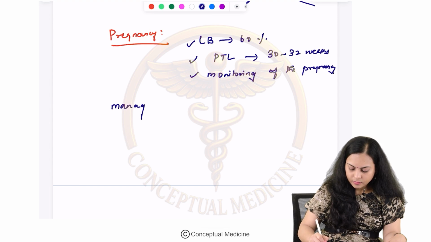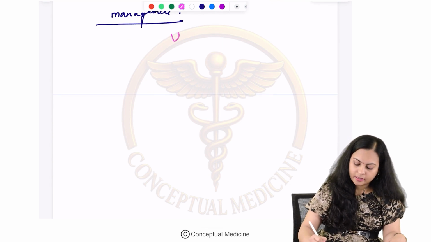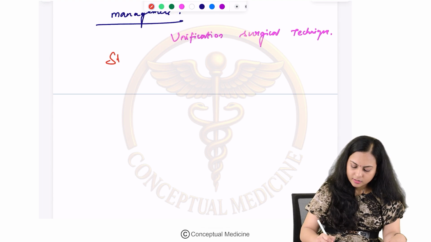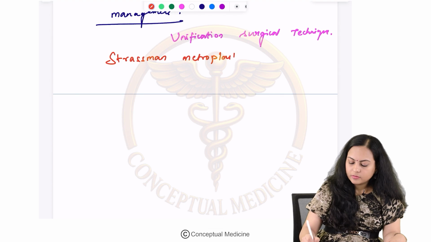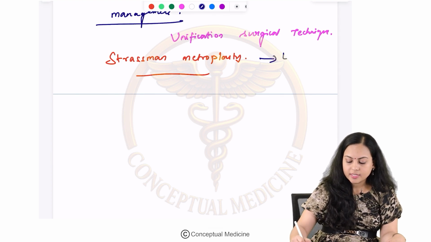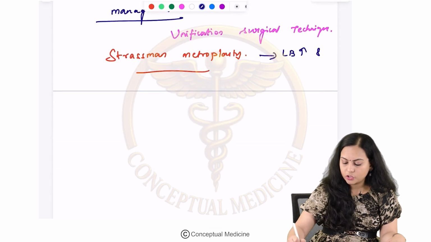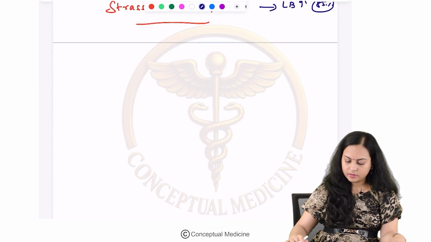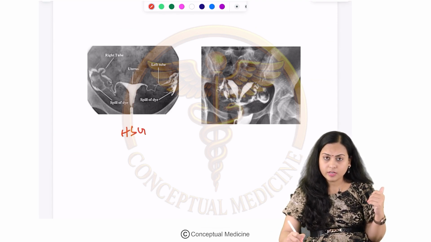Management is done by unification surgical technique. Okay, you are going to unify both the horns, that is unification surgical technique, and the surgery name is Strassman metroplasty. When you do Strassman metroplasty in these people, the live birth chance increases from 60% to 85%. Right? Okay. I am now going to discuss about the normal hysterosalpingogram as well as the uterine bicornuate.